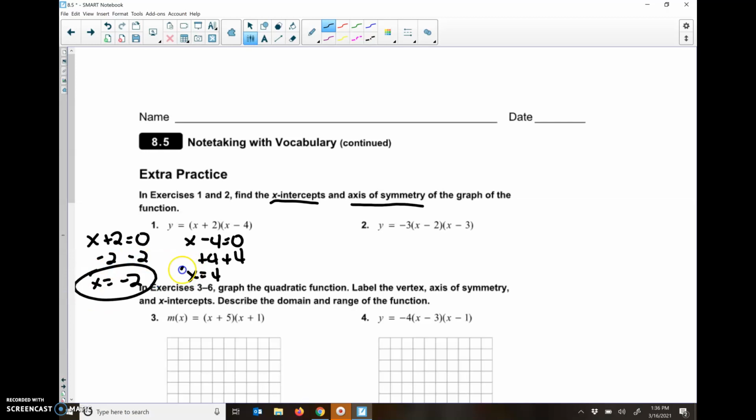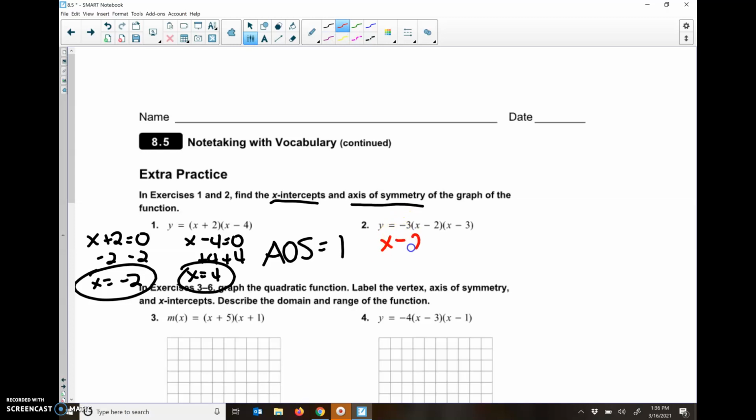So 2 x-intercepts, one is negative 2, one is positive 4, but it also wants us to find the axis of symmetry. To find the axis of symmetry, we need to find the average of these two numbers. And remember, to find the average, you add them up and divide by 2. So negative 2 plus 4 is 2, divided by 2 is 1. So my axis of symmetry for that problem is 1.